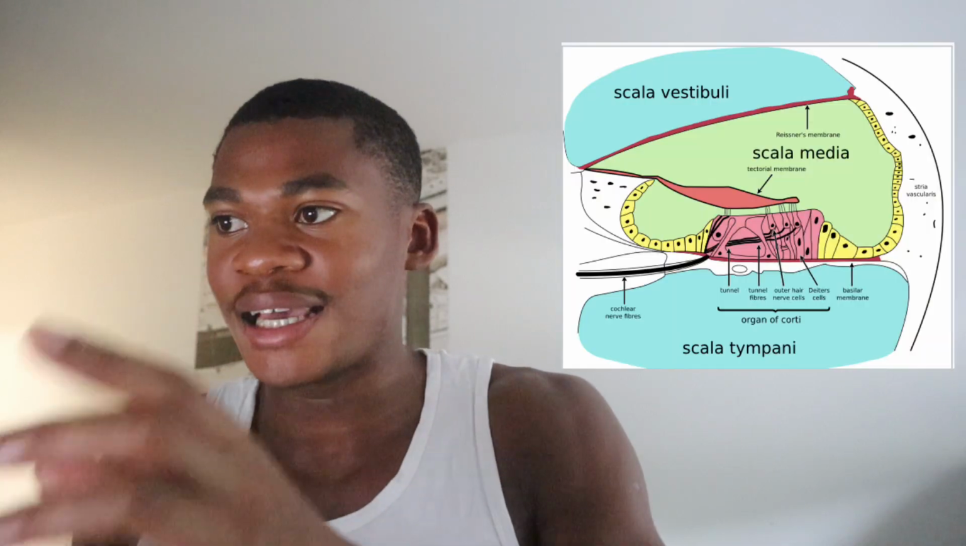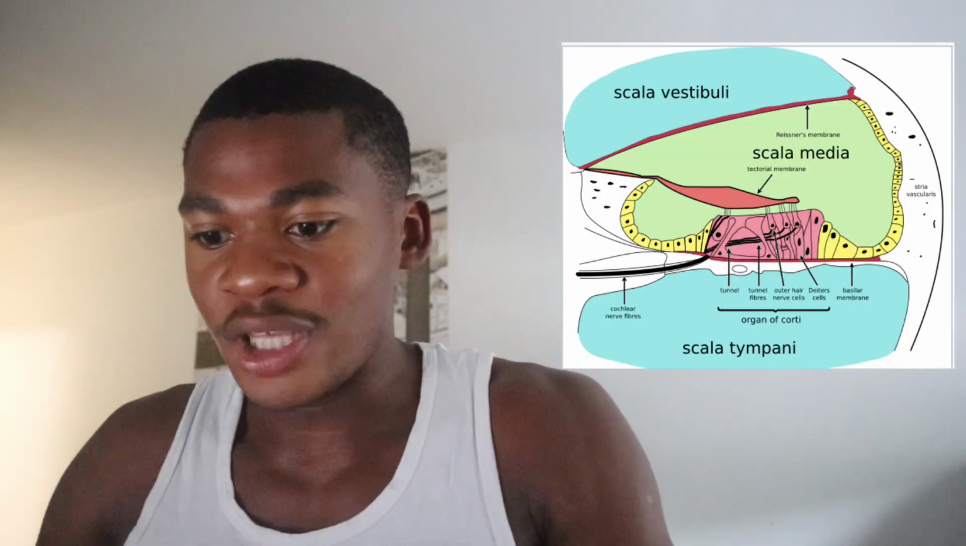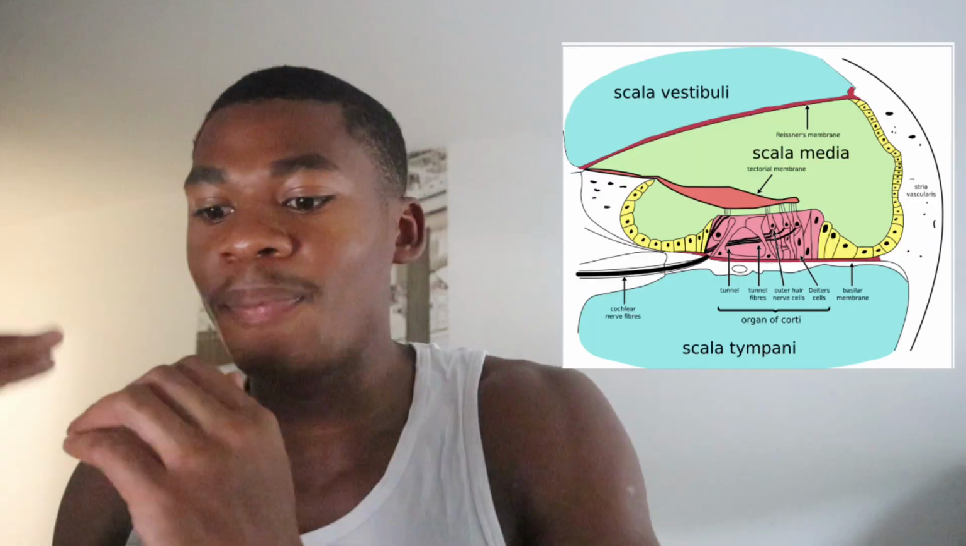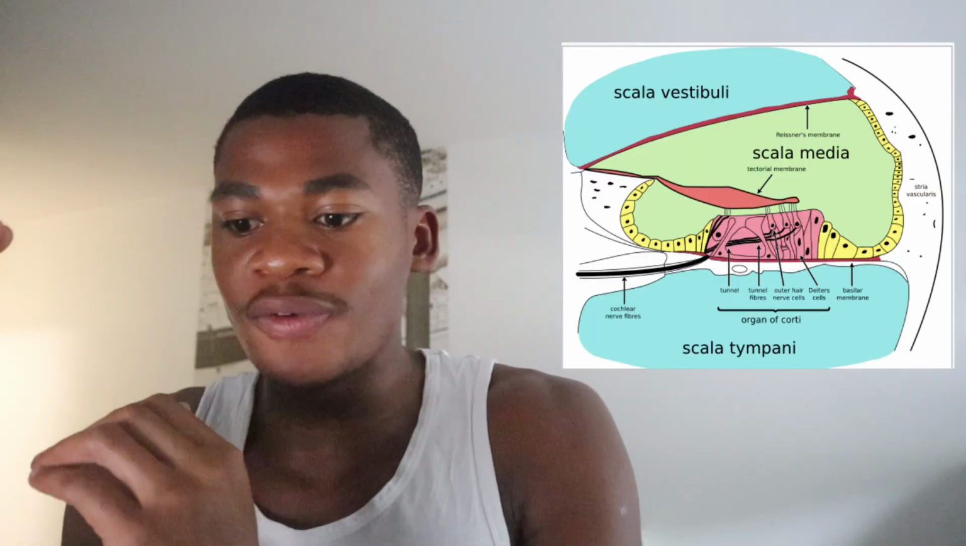All right, and you also have your scala vestibuli, and that is actually the upper chamber of your cochlea, and it's filled with perilymph. What is perilymph? Let me search it up. What actually is perilymph? Okay, so perilymph is a fluid found in the inner ear, especially within the scala tympani and scala vestibuli of the cochlea.